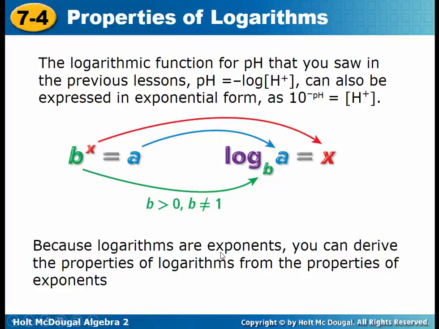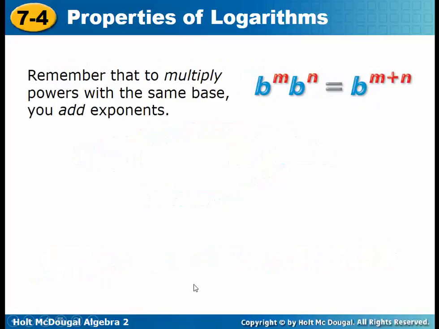So again, because logs are exponents, you can derive the properties of logarithms from the properties of exponents. Our first one is based off of the fact that when we multiply powers with the same base, you add the exponents. Here's an example with numbers. If we had 3 to the second times 3 to the fifth, you could write that as 3 to the seventh. So 2 plus 5 is equal to 7.